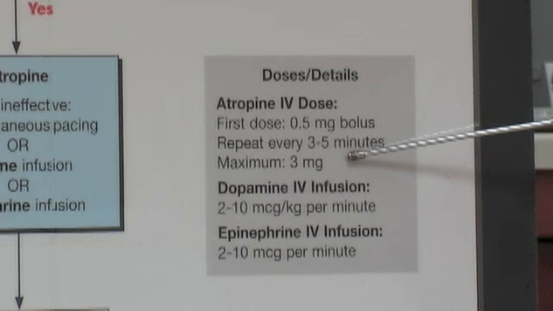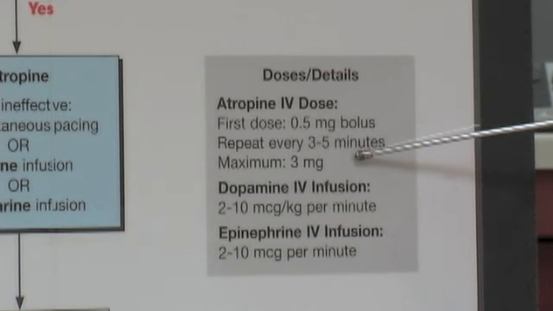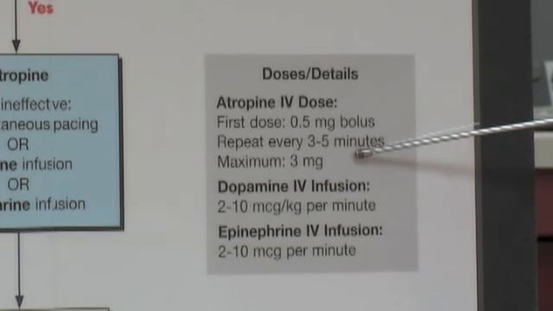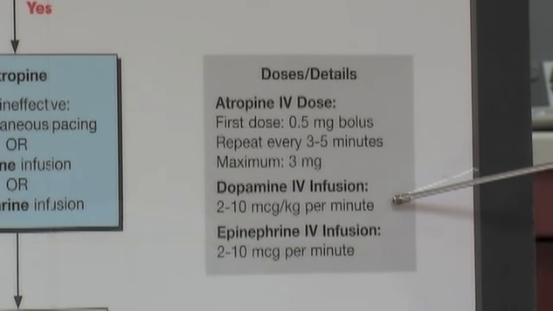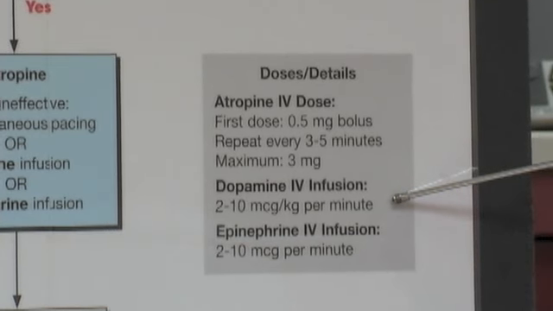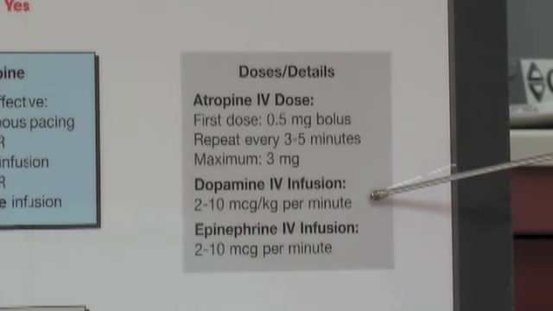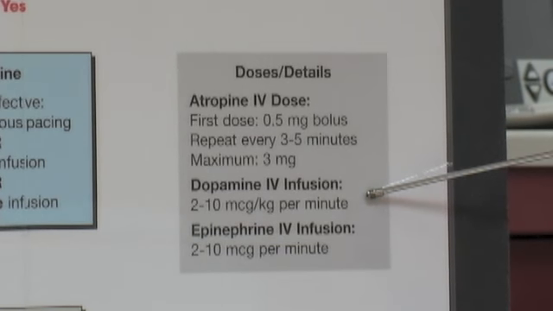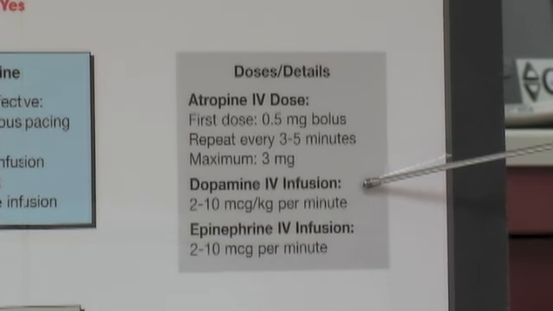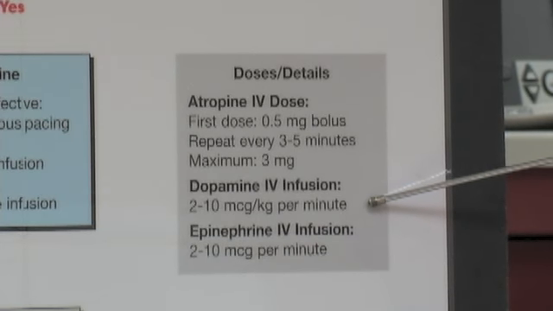If your symptoms have not resolved after 3 milligrams, atropine is not going to work. You can stop using the atropine and move on to a second line treatment. Our second line treatment, first one would be dopamine infusion. And the dose of dopamine is 2 to 10 mics per kilo per minute. You're going to start with that infusion dose and titrate up. Dopamine will also support blood pressure, but it also is chronotropic, meaning it will help stimulate the heart to increase its rhythm, increase cardiac output, increase the number of beats per minute.